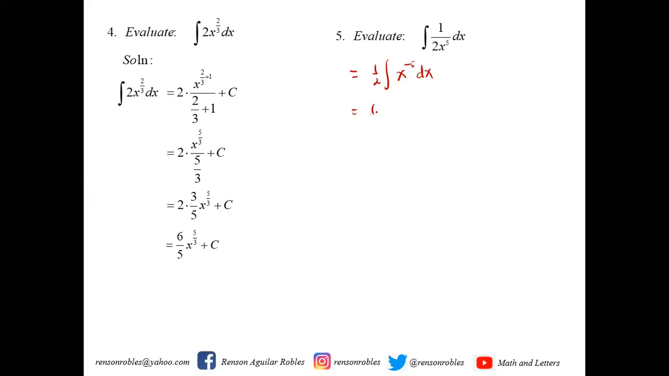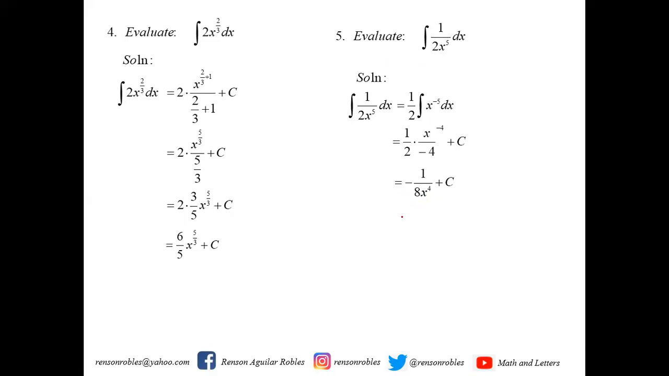So you have 1/2 x, then you add 1 to -5. So you have -4 over -4 plus c. And then you finally have -1 over 2 times 4 is 8. And then x is raised to the -4, so you can just write it on the denominator. So you have x raised to the 4th power and then plus c. And this is the integral of 1 over 2x raised to the 5th power dx. And then I'll just flush it here.